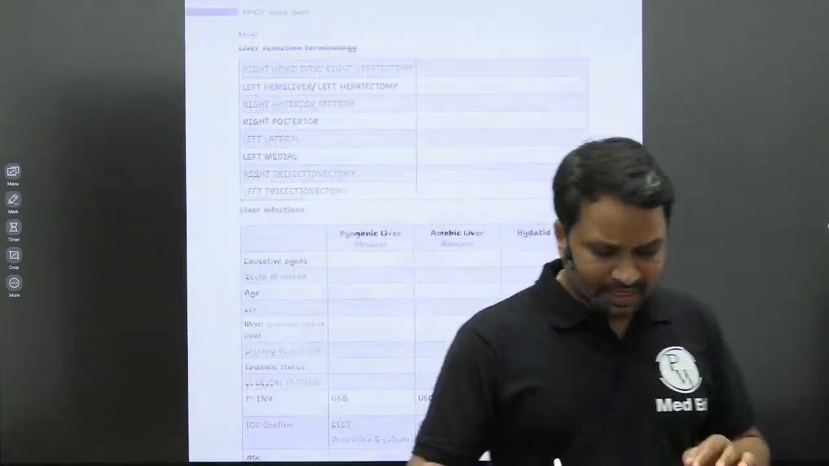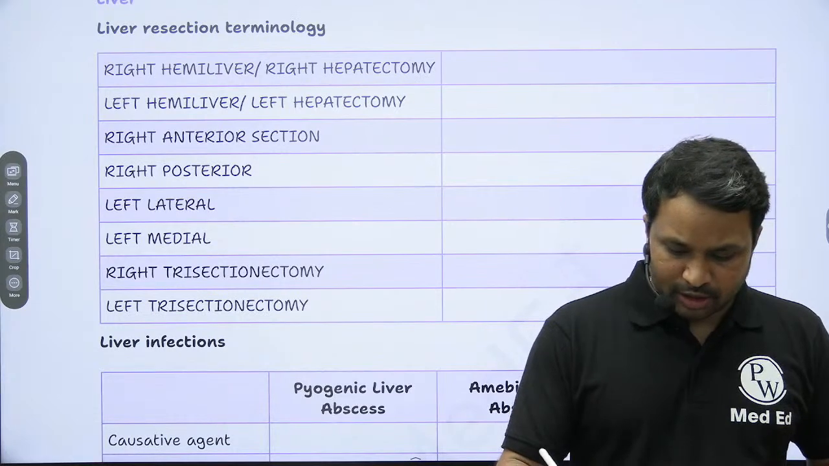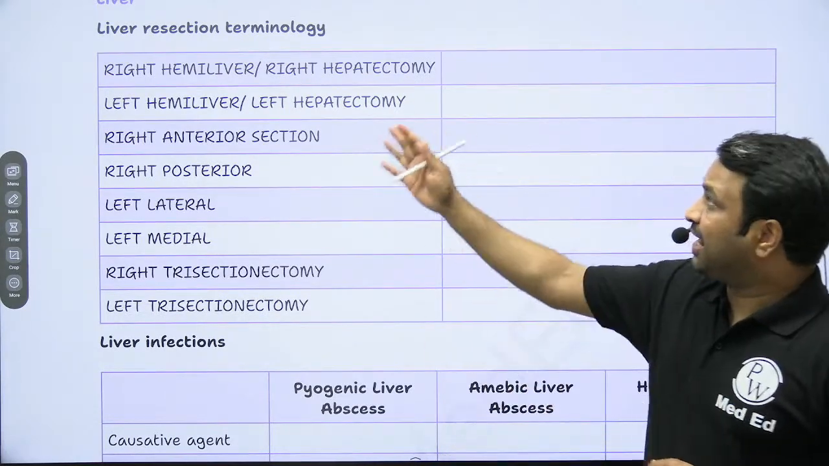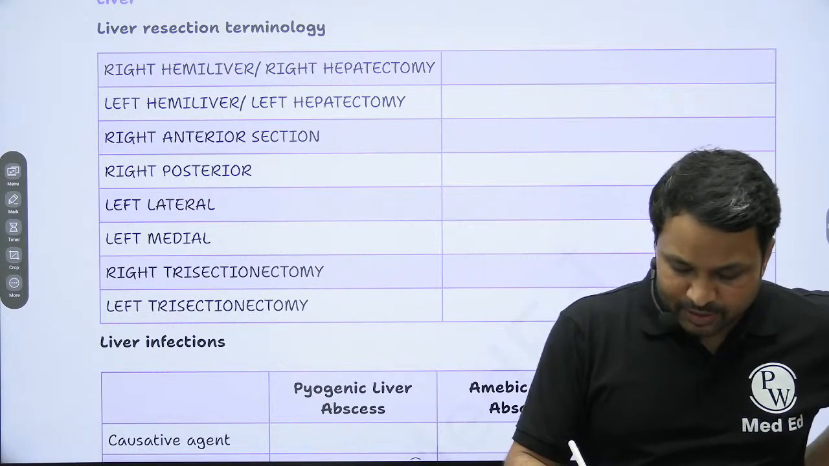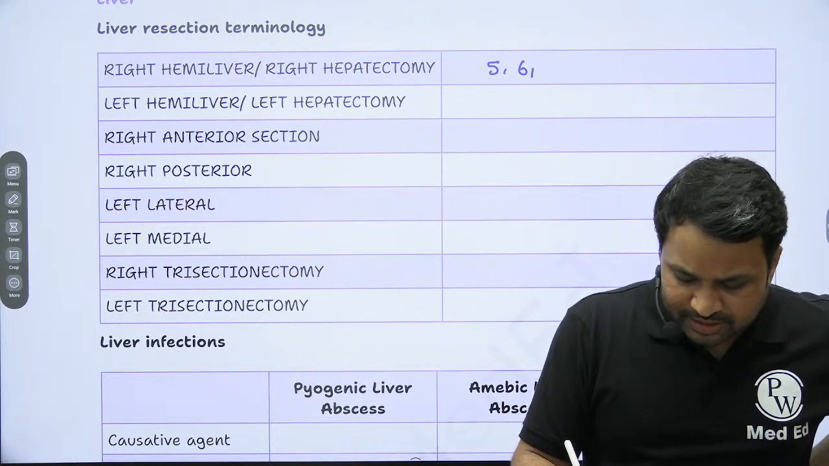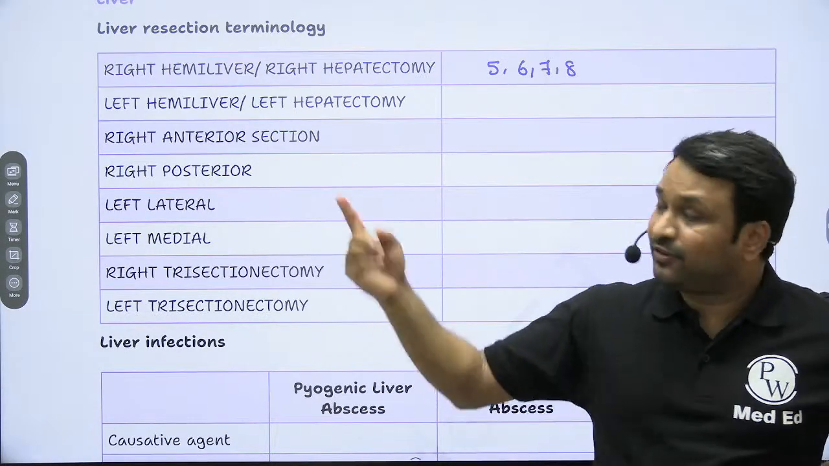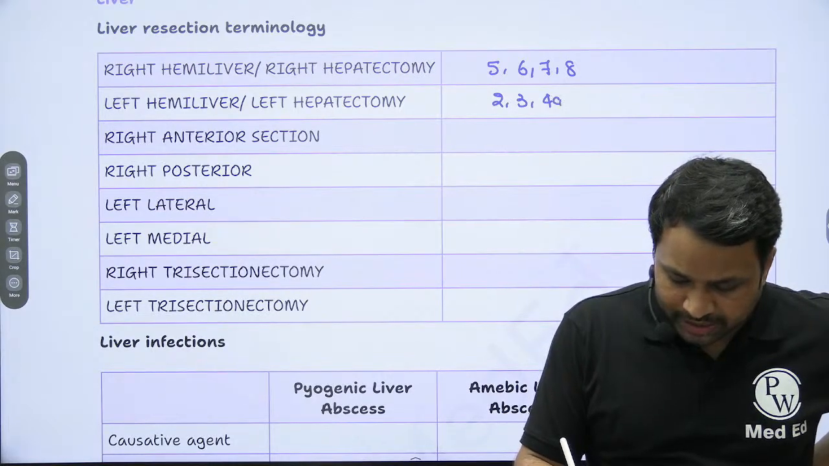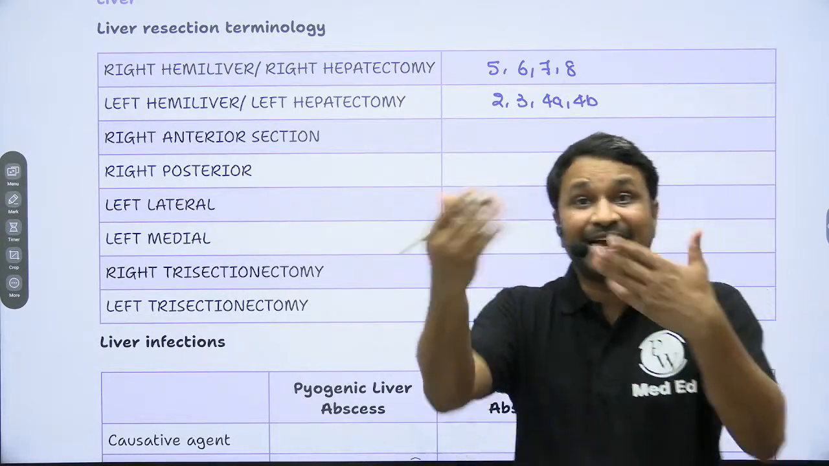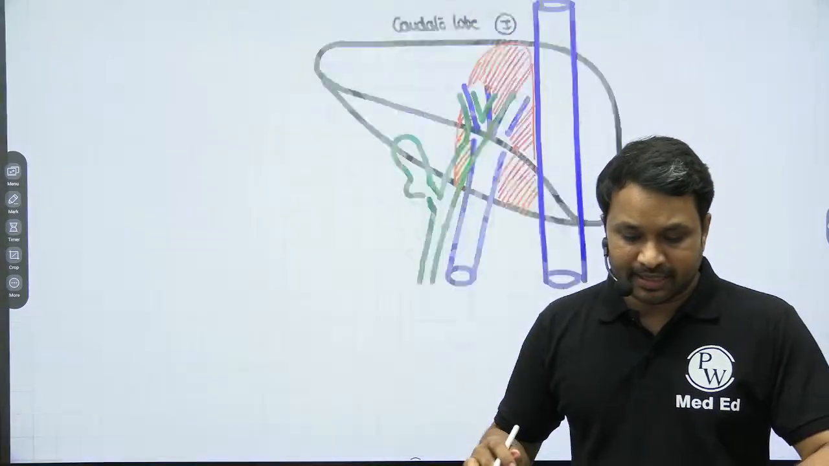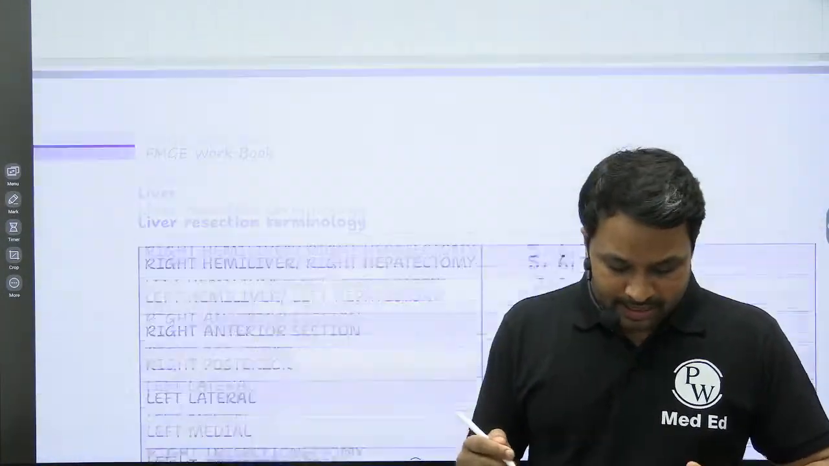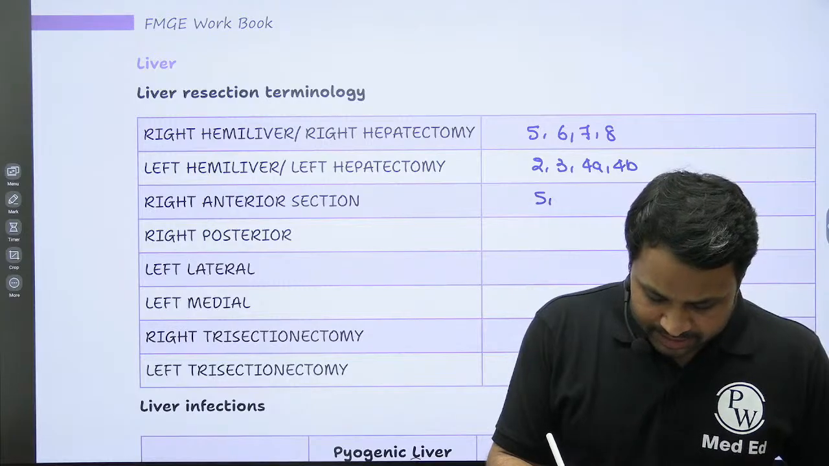So what will they ask you in the exam? They will ask you this terminology: when you are doing liver resections, in a right hemihepatectomy, what are the segments we are going to remove? We are going to remove 5, 6, 7 and 8. In a left hemihepatectomy, what are you going to remove? I'm going to remove 2, 3, 4A and 4B. In a right anterior section, I just told you, what are you removing? Right anterior section, 5 and 8 will go. So right anterior section, segment 5 and segment 8 will be removed.